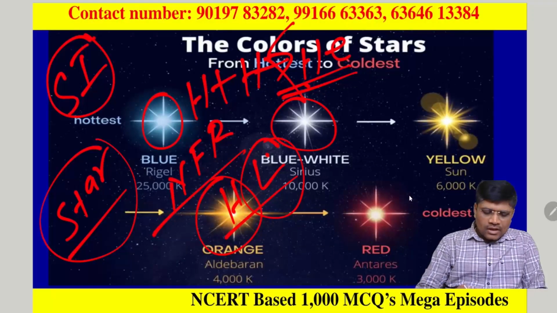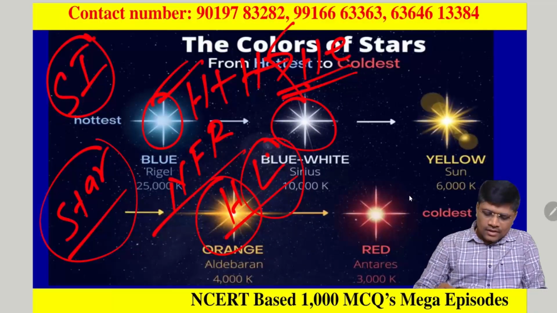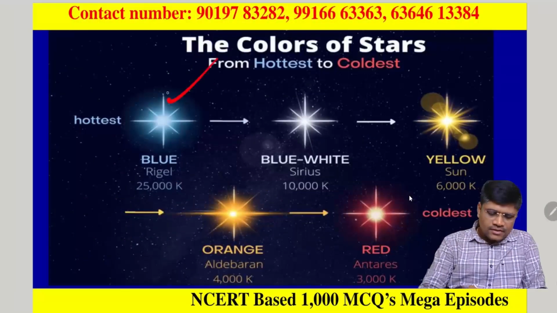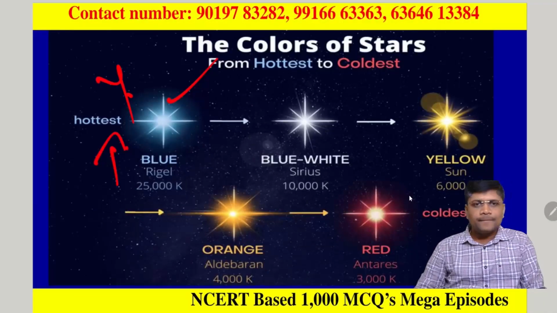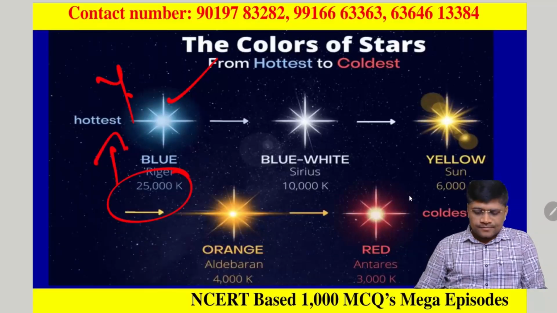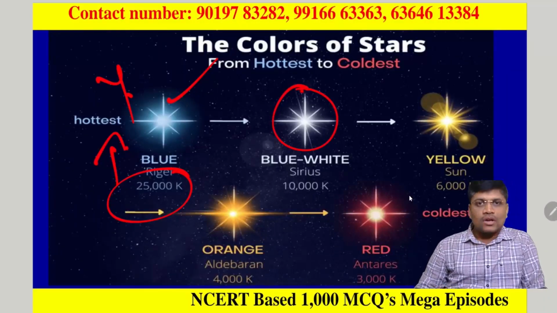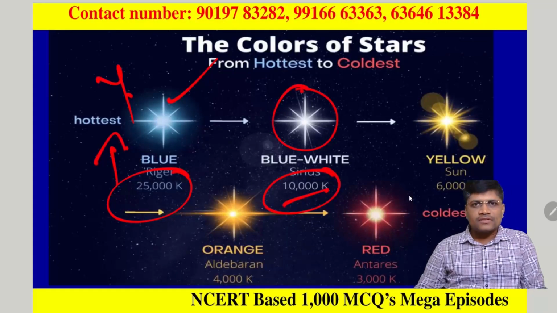So the color of a star indicates both age and temperature. If the star is blue in color, it indicates it's in the youth stage and its temperature will be very high, 25,000 degrees Kelvin. Then comes the blue to white color. Its temperature is hardly 10,000 Kelvin.